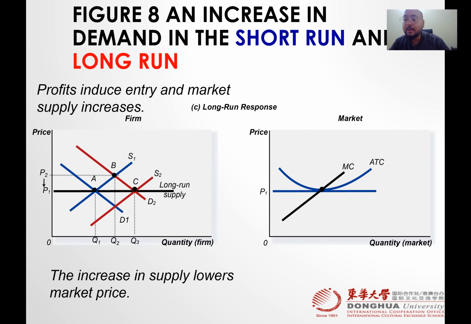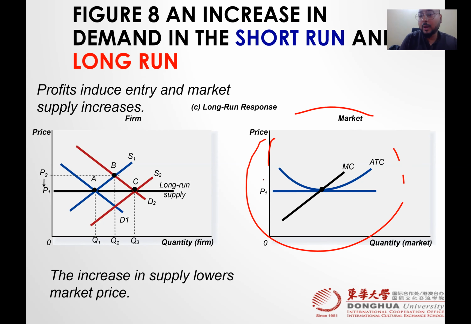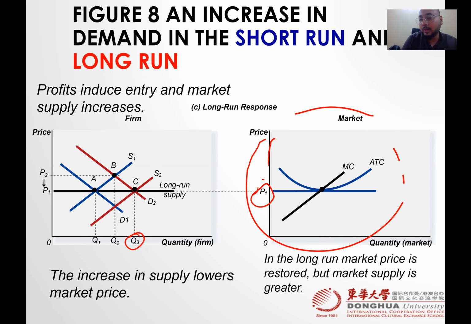But the only thing is that in the long run, price remains the same. Only with one difference, whatever happens in the short run, supply can increase or decrease. An increase in demand causes the long run price to be the same, but with increased supply. So in the long run, market price is restored, but market supply is greater because new firms have already come to the market. Everybody understand that?